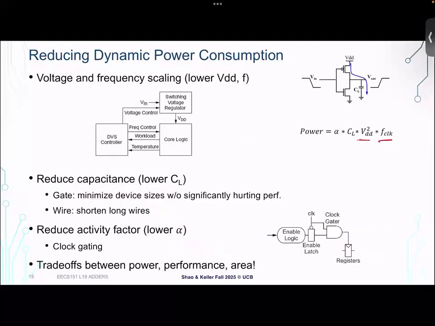So reducing voltage is a very powerful lever to save energy. Reducing voltage also reduces your performance. It reduces your frequency. So this is a classic trade-off between power and performance by using the voltage setting of your circuits as a knob.